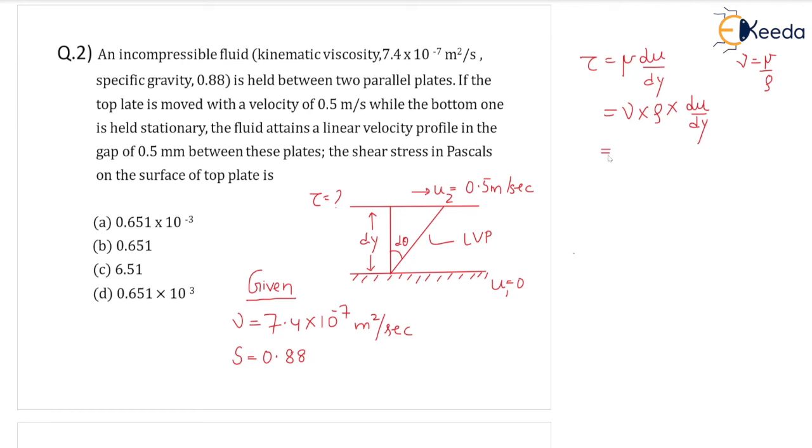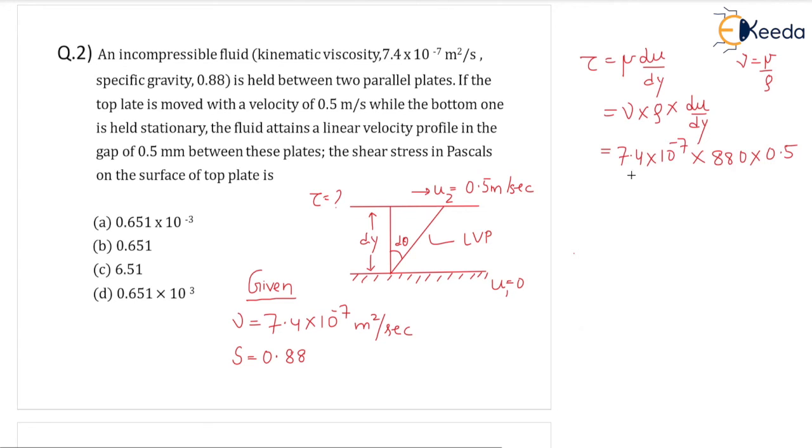So what is nu here? Given in the question, 7.4 into 10 to the power minus 7. Substituting the value of nu. Density is not given, so specific gravity is here. Multiply by 1000, you will get 880 kg per meter cube, into du. Du is your u2 minus u1, so 0.5 minus 0 is your 0.5. That is your du. And what is dy? I'll tell you.